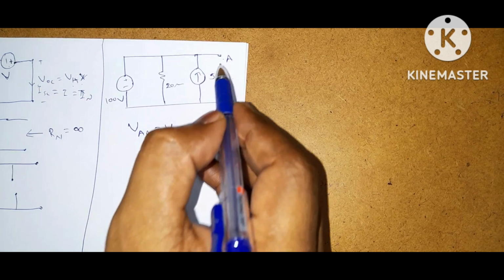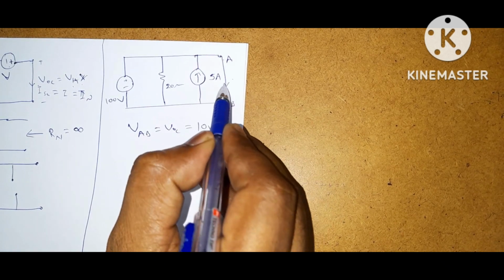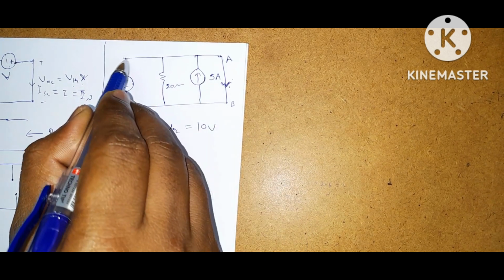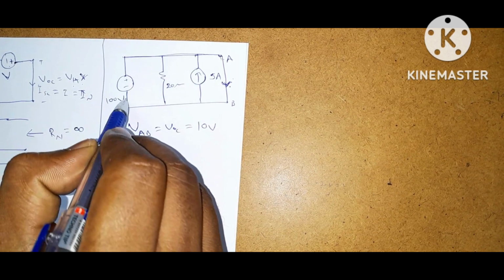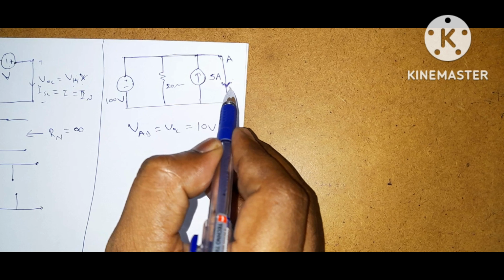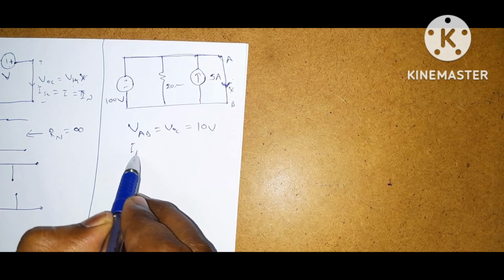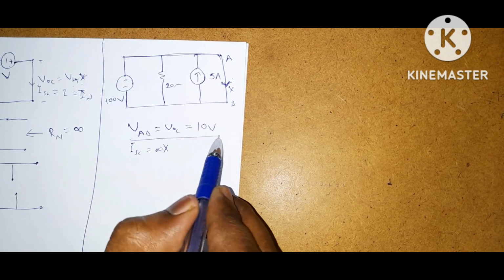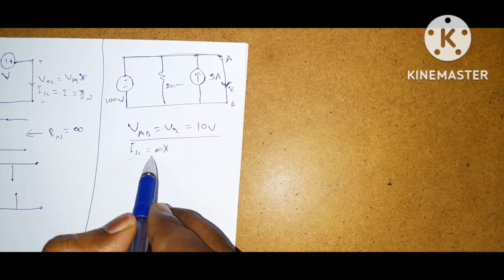Next ISC. If you replace with a short circuit, what is the current flowing through this short circuit? This voltage source is short circuited. A voltage source should not be short circuited. So ISC becomes infinity. This never exists. So only VOC of 10 volts exists and ISC does not exist.